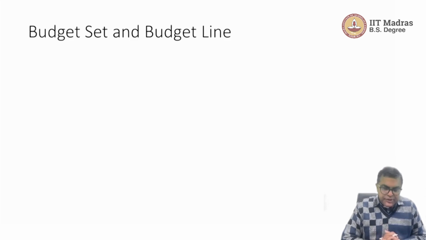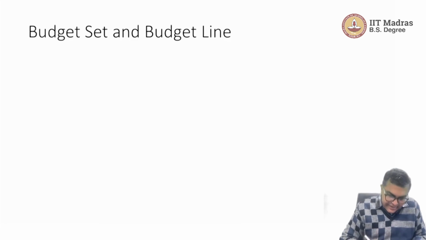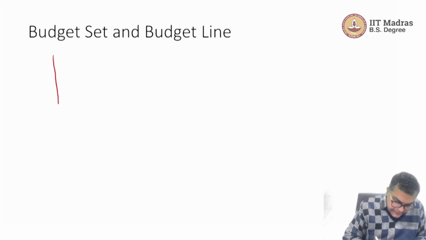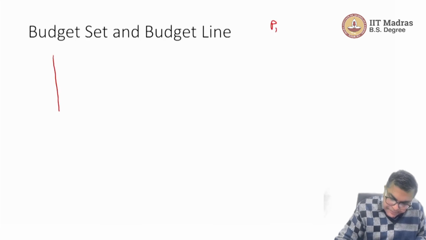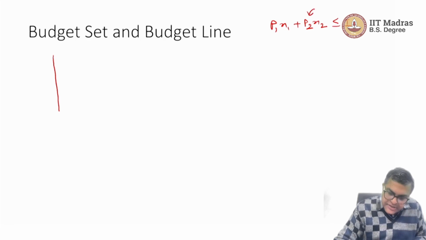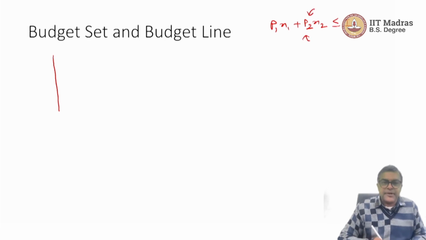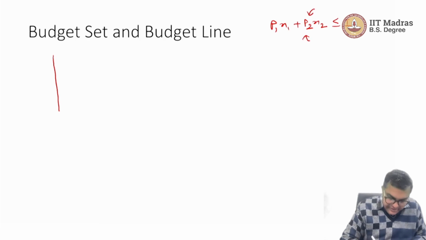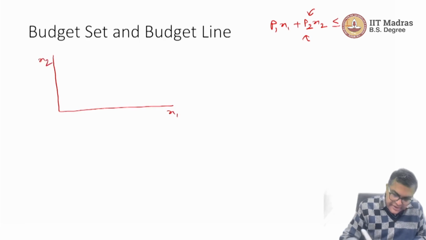Before we close this video and get into the details of budget set and budget line, let us understand the budget set. So we have here, we said P1 x1 plus P2 x2 is less than or equal to I. For a legal constraint, P2 changes. For a geographical constraint, P2 can become infinity, but basically that's what you have. And here is x1 and here is x2.